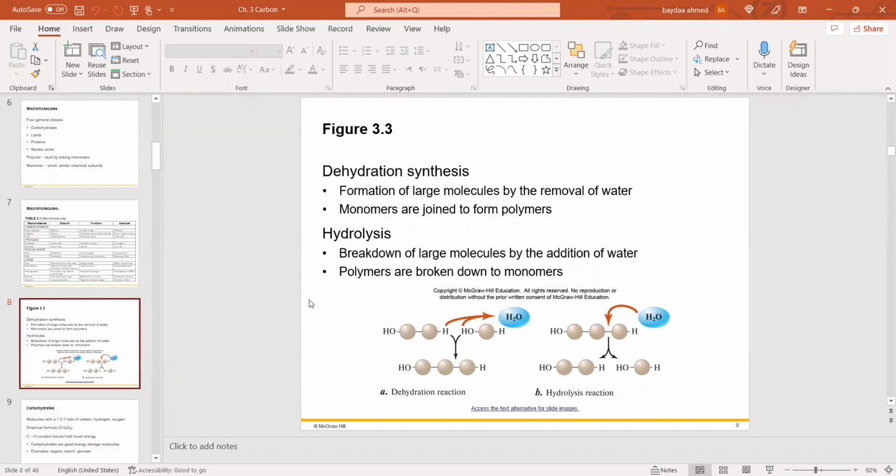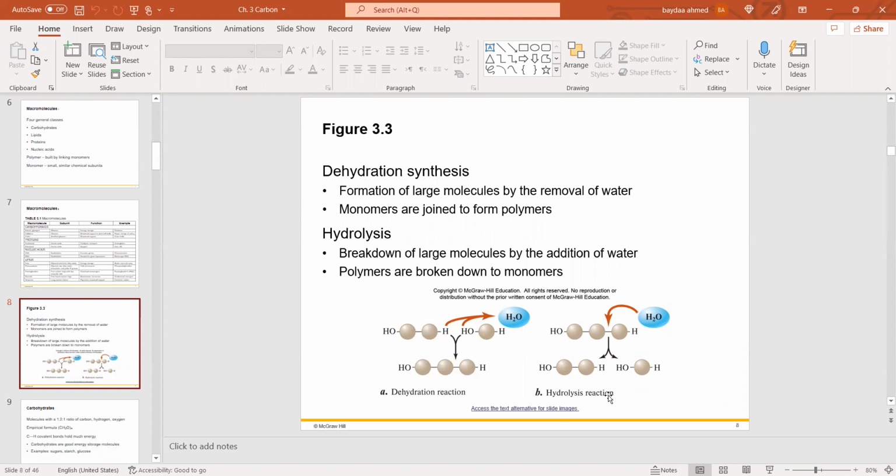Carbohydrates, proteins, and nucleic acids are all built in the same way, assembled via a chemical reaction called a dehydration reaction. So the basic chemistry of their synthesis is similar. To form a covalent bond between two monomers, a hydroxyl group is removed from one monomer, and a hydrogen atom is removed from the other. This reaction is called a condensation reaction or dehydration reaction.